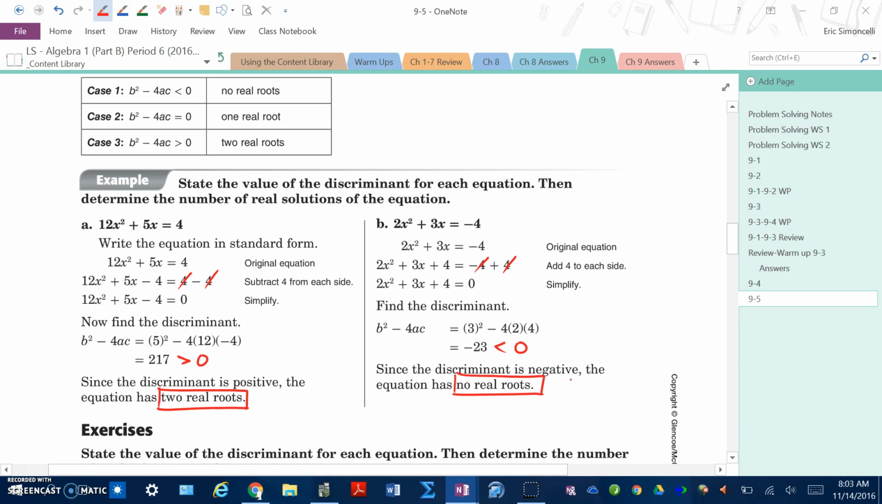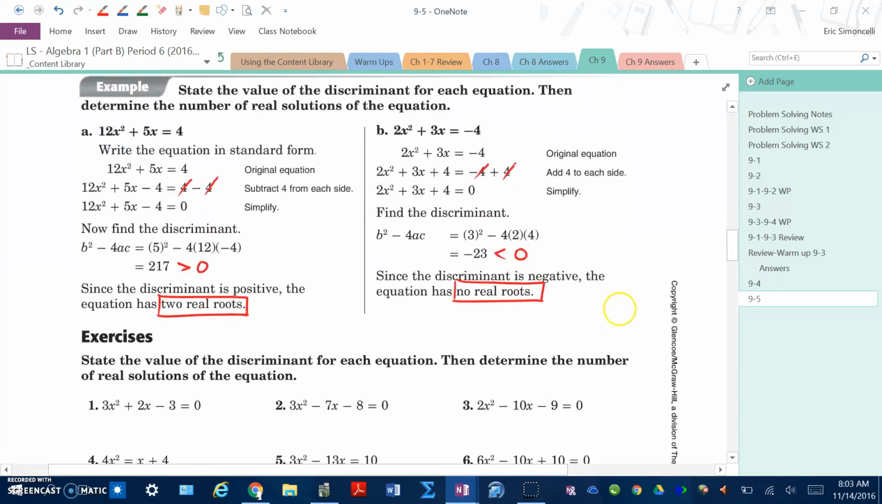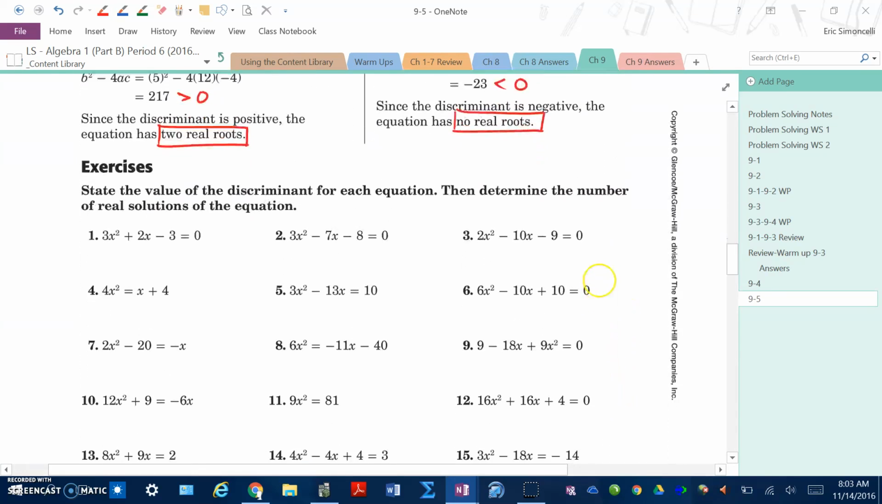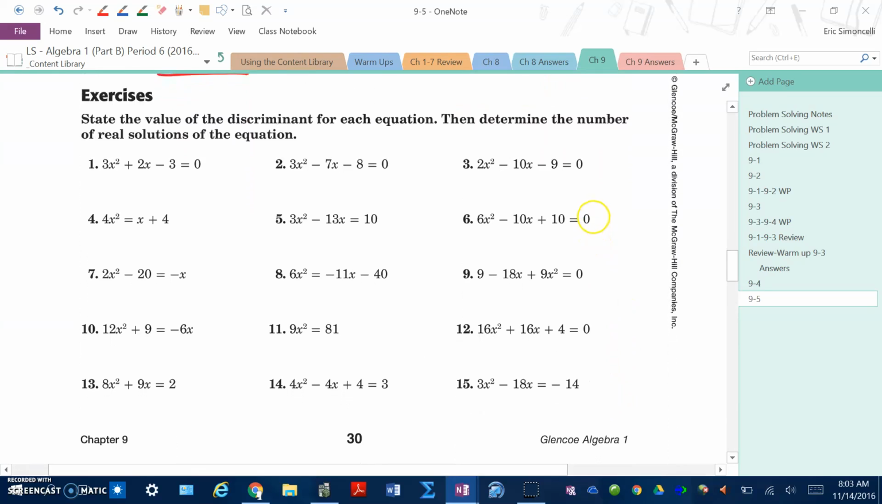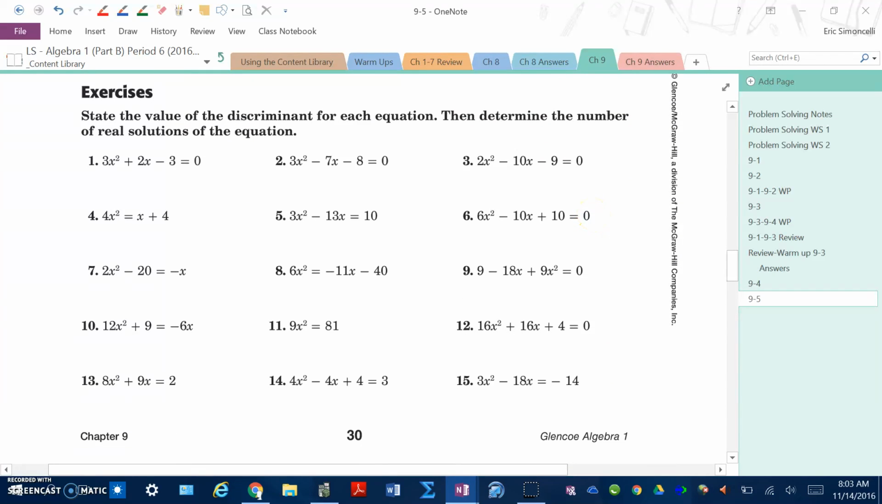Now this concludes our section 9.5. We will spend more time on the discriminant. These particular problems, as you can see below, will be assigned for homework, as well as page 29 questions. This will be announced in class.